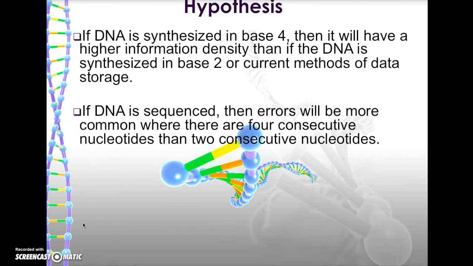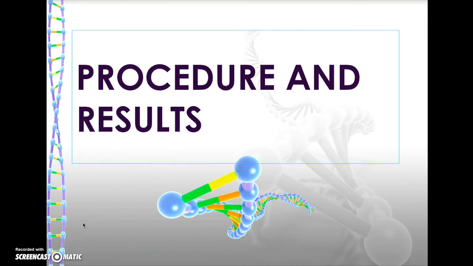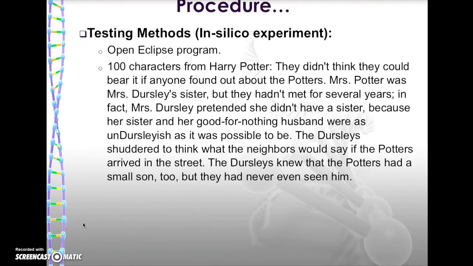Also, I wanted to test the percent error that I was talking about earlier. What I realized is that when you sequence the DNA, the process itself can sometimes lead to errors when you have more than one of the same nucleotide in a row, because sometimes that software isn't able to discern if there are 3 or 4 of the same nucleotides in a row. So I hypothesized that if DNA is sequenced, then there will be more errors when there are 4 consecutive nucleotides than 2 consecutive nucleotides.